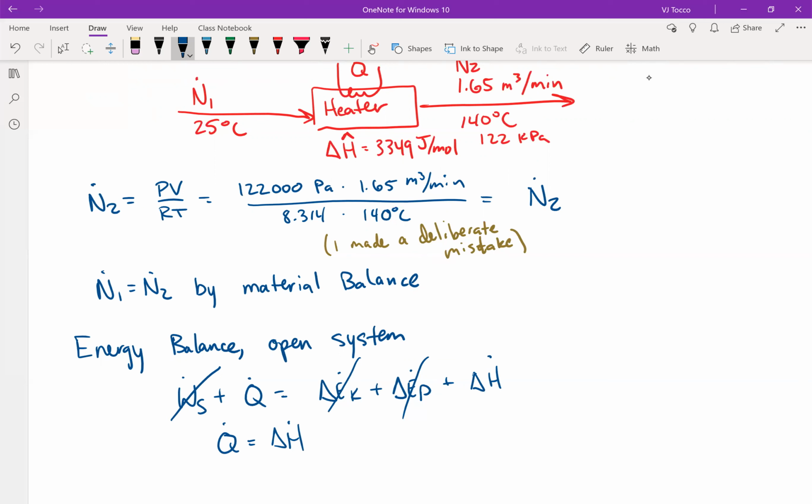And delta H dot is an extensive variable because it depends on the size. So in order to make it intensive, what I can do is pull out the molar flow rate, so make it N dot and delta H hat. The problem gives me what delta H hat is: 3349 joules per mole. And I also have the flow rate, N1 and N2. So this is equal to N1 or N2, either would be the same, times 3349 joules per mole. N1, by the way, is going to be in moles per minute.